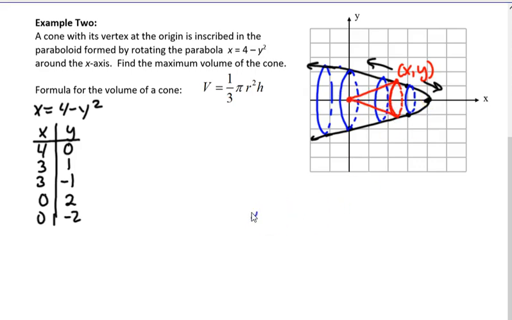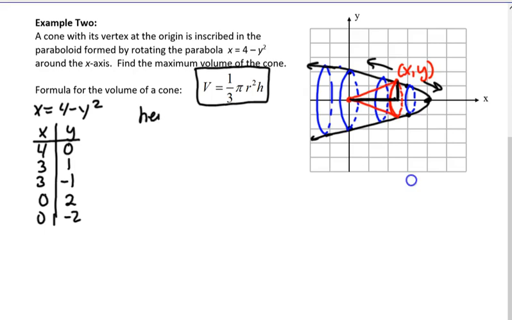Okay, now the volume of a cone is this formula here, and I just want to assure you that I'm not going to ask you to have all of these volume and area formulas memorized. I will provide that, but you need to know how to apply it. So the first thing I'm going to do is look at the radius and the height of the cone in terms of x and y. So the radius of the cone would be this distance right here, and that would be y. And this distance right here would be the height of the cone, and that would be x.